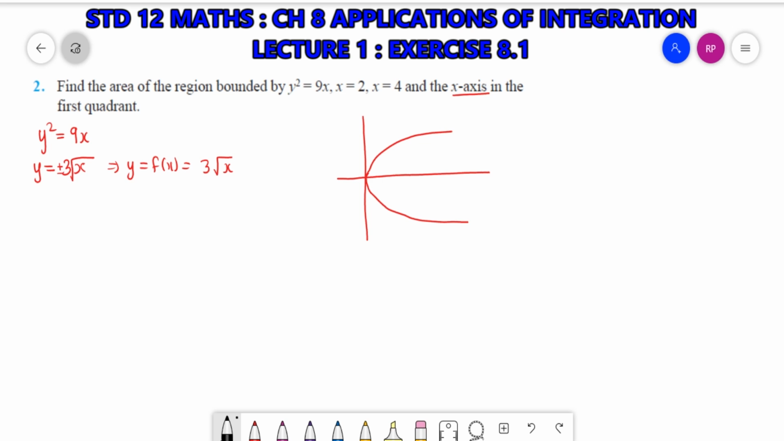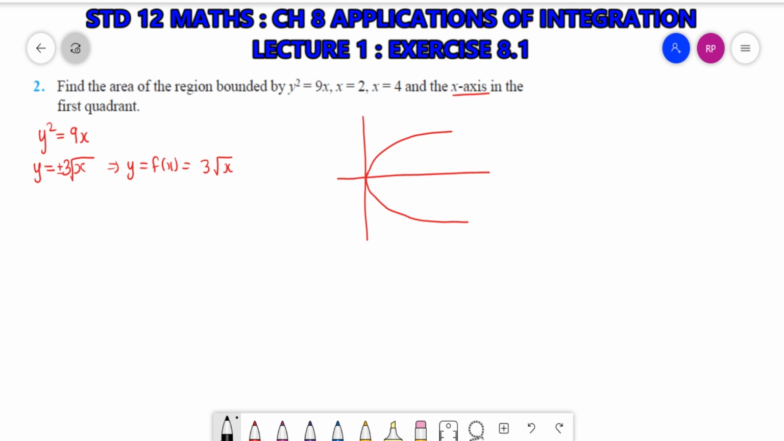So remember this, the equation can be y square equal to 4ax or y square equal to minus 4ax. If it is y square equal to 4ax, then the curve will be on the right hand side. If it is y square equal to minus 4ax, on the left hand side. And if it is x square equal to 4by or x square equal to 4ay, it will be at the top, in the first two quadrants. And if it is x square equal to minus 4by, then it will be at the bottom, in the third and fourth quadrants.